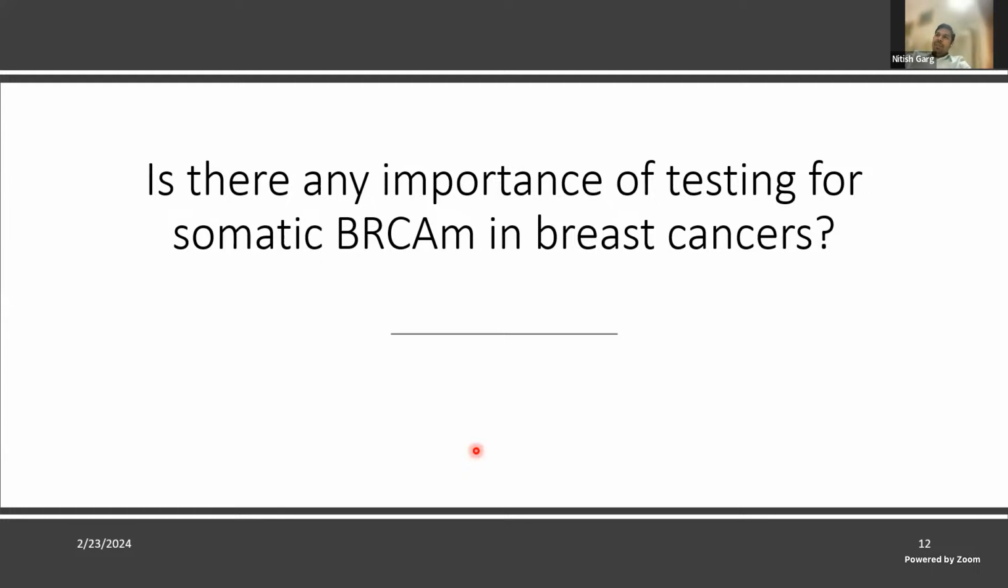Another thing may be that the pathogenesis or natural history of ovarian cancer is different from breast cancer. It is a surface disease. So maybe it is the nature of the disease that we tend to add on these drugs once we find out these are HRD positive.